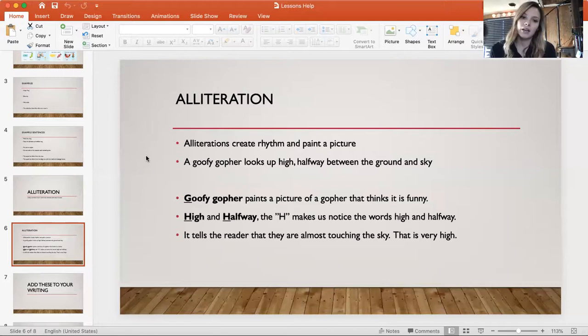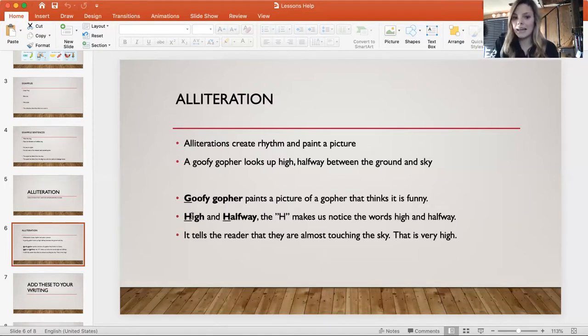So if I read, a goofy gopher looks up high, halfway between the ground and the sky. So the goofy gopher, you notice that goofy starts with G, as does the word gopher. So that paints me a better picture because it makes me focus on those two words, because in my head when I'm reading them, I think that goofy and gopher start with the same sound. So that makes me paint a better picture of a gopher that maybe thinks it's funny.